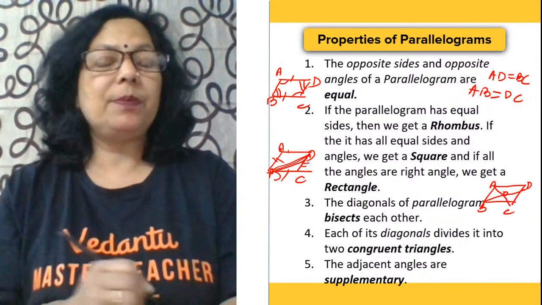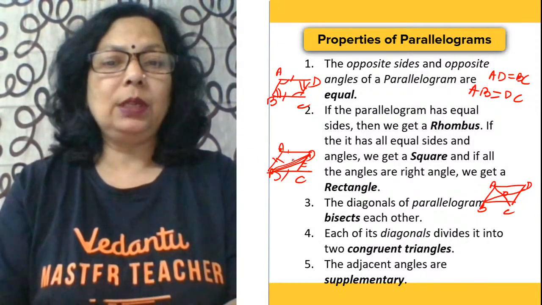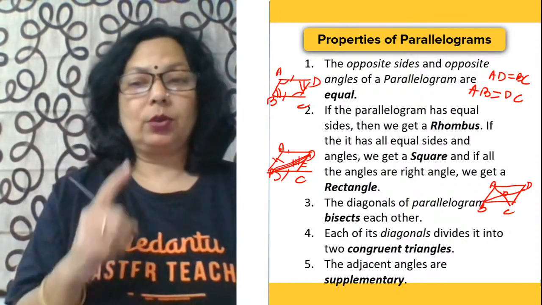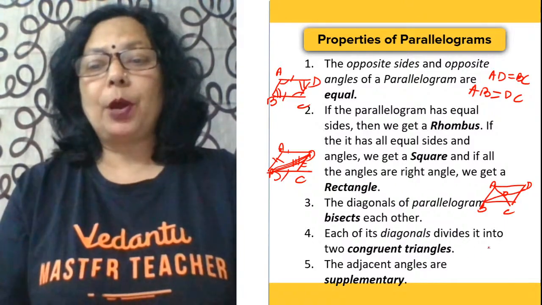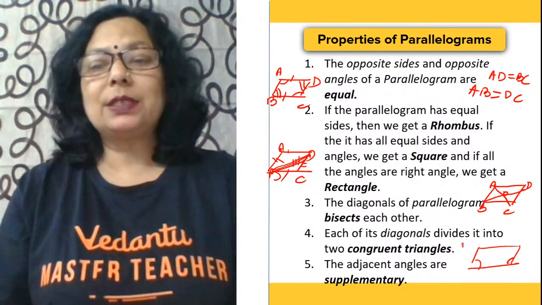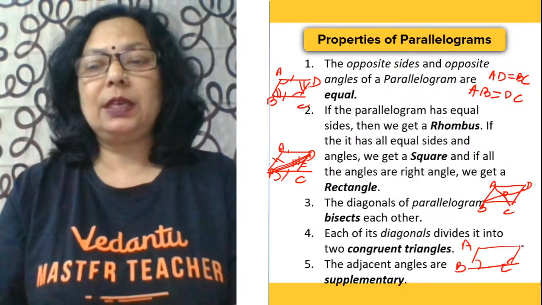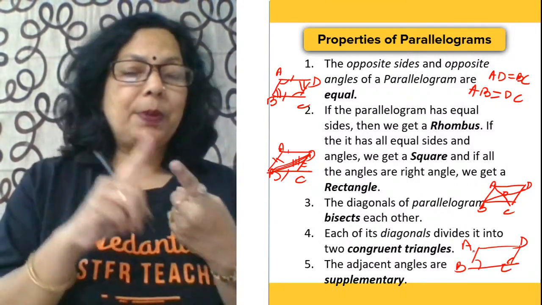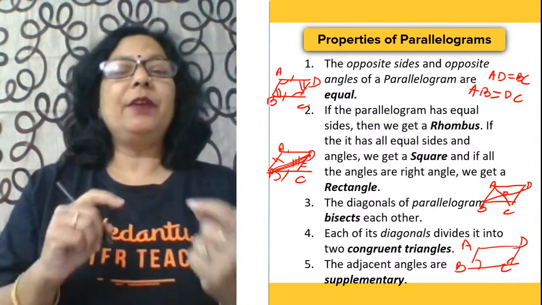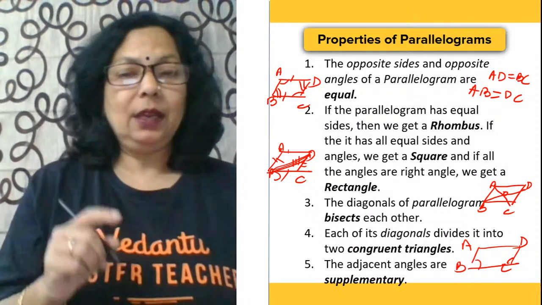AB is equal to DC because opposite sides of a parallelogram are equal. This side is common. So from SSS, these two triangles are congruent. Another important property is in a parallelogram, the two adjacent angles, if it is ABCD, then angle B plus angle C is supplementary. They will be equal to 180 degrees.